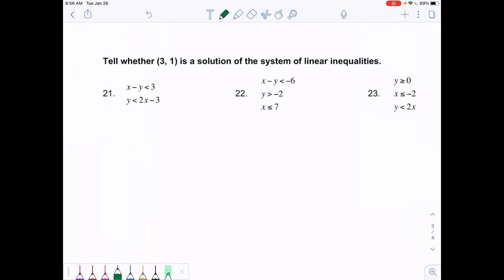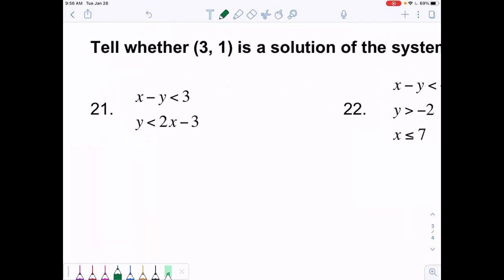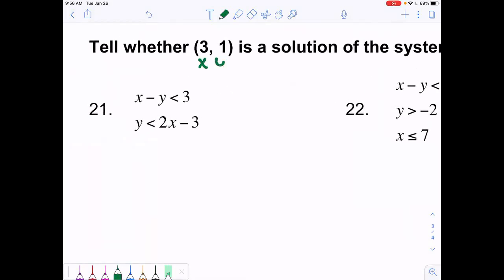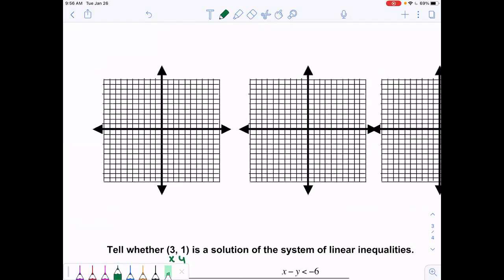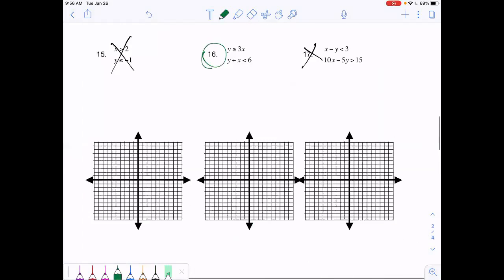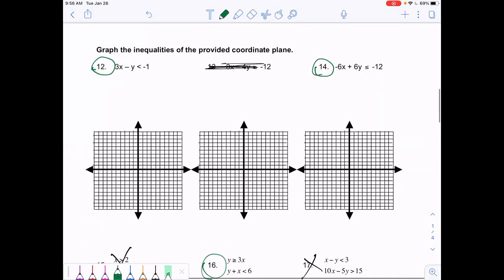And then the last type of problem is another check to decide if it's a solution. So we'll check this one together. All of those graphs are just like the graphs we've been working on. The first 2, you're just getting y by itself and graphing 1 line. And then the other problems that we circled, you're graphing 2 and shading that overlapping region.